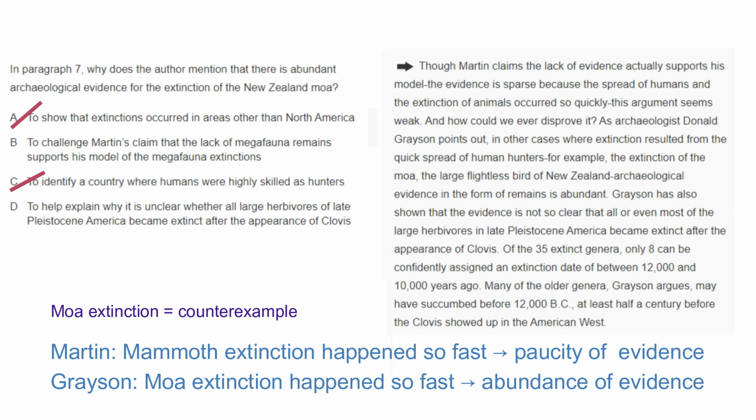D. To help explain why it is unclear whether all large herbivores of late Pleistocene America became extinct after the appearance of Clovis. D has two problems. First, it is incorrect since Grayson believes that large mammals could have disappeared before, not after the Clovis people. Also, the Moa extinction is not used to make this point.